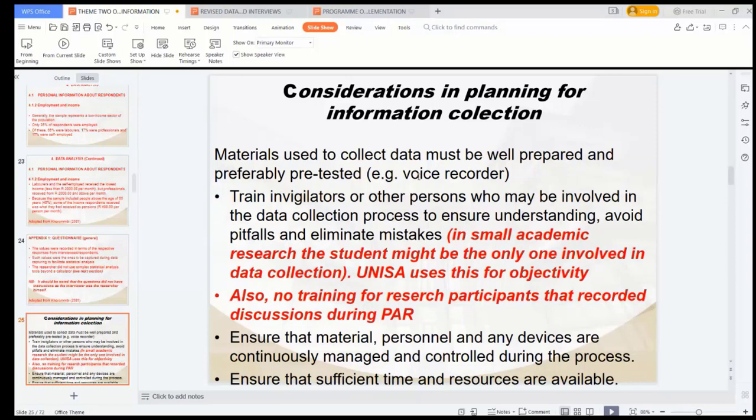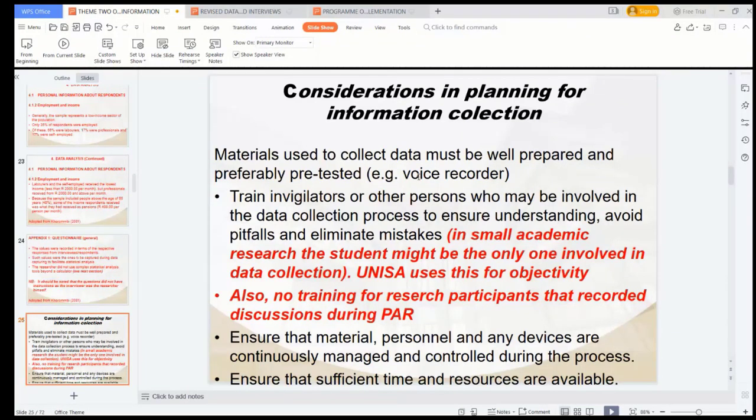If it is a voice recorder, then it should be working well. If it is a camera or somebody taking a DVD, then that instrument must be tested, and it must not fail in the field, because if you go to the field and fail, then you have to redo the trip, and it becomes costly. Now, here is something important.